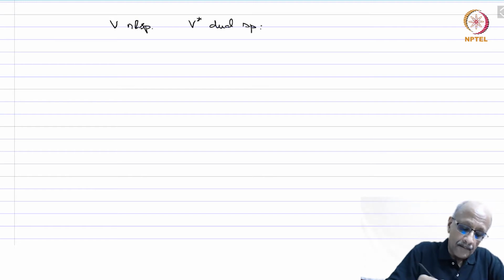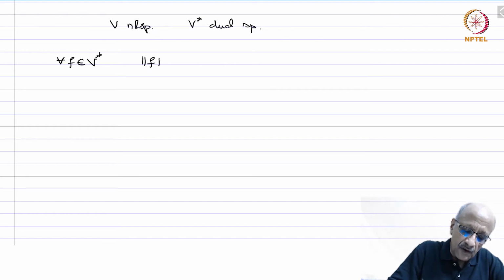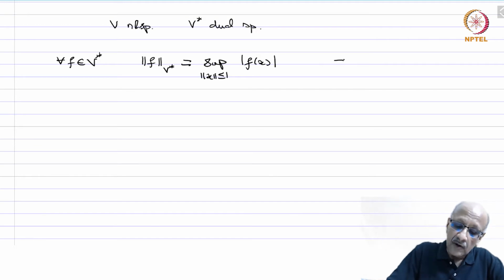Okay, so now let us look at these two relations. V is a normed linear space and V star is the dual space. So for every f in V star, the norm of f in V star equals the sup over norm x less than or equal to 1 of mod f(x). Let me call this relationship 1.